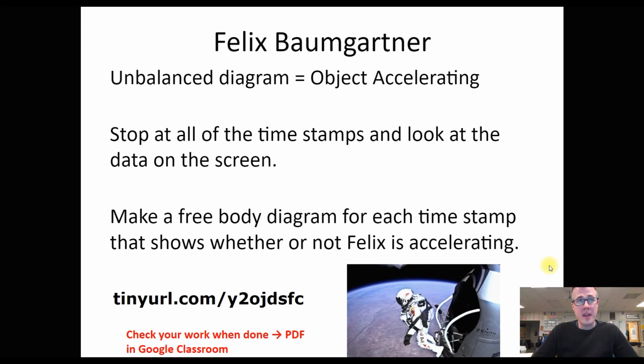So he holds the record, I think still holds the record, for the highest altitude free fall for a human being, which sounds dangerous to me, but that was what he wanted to do. So what we're going to do is explore different parts of his free fall and draw free body diagrams to make sure that we understand how acceleration works. I need you to go into the Felix Baumgartner document that's in Google Classroom, and we're going to do the first one together, but then you're going to fill in the rest on your own.